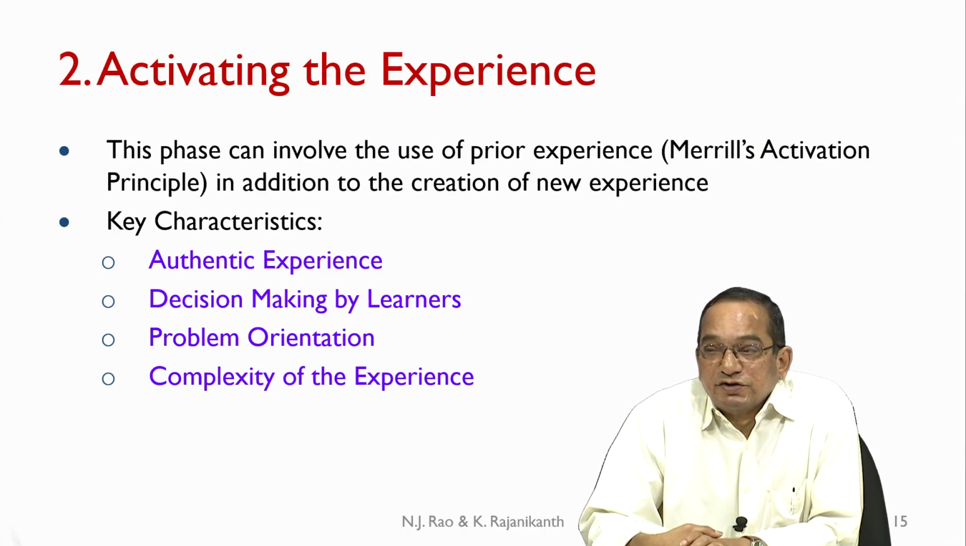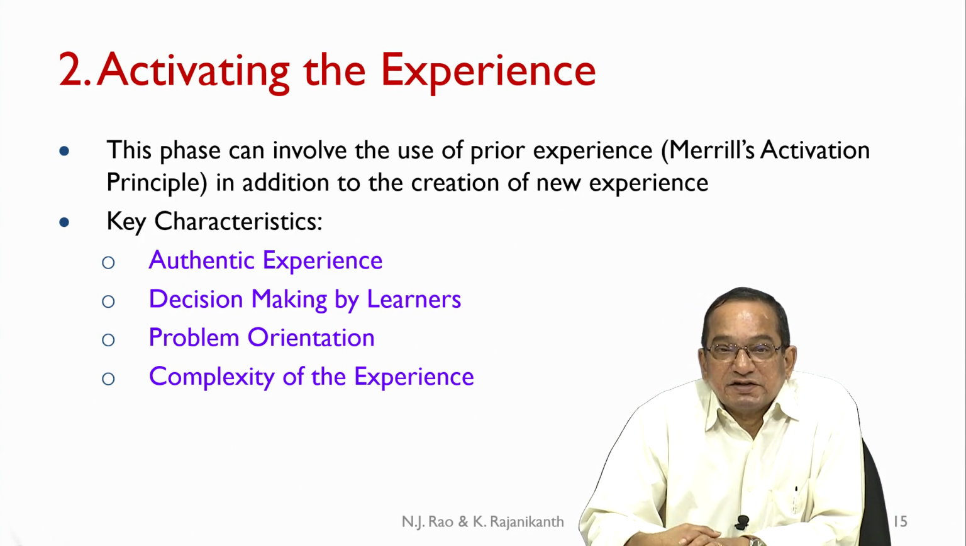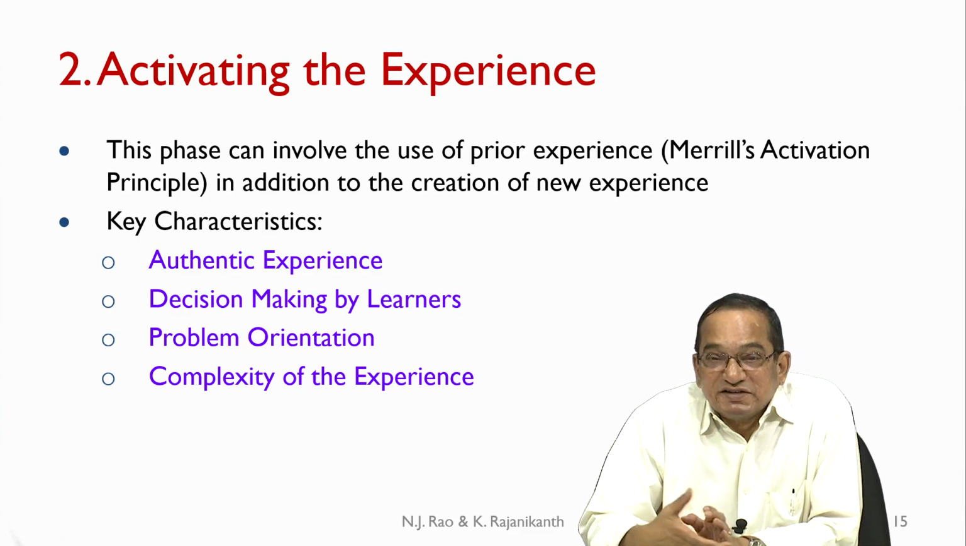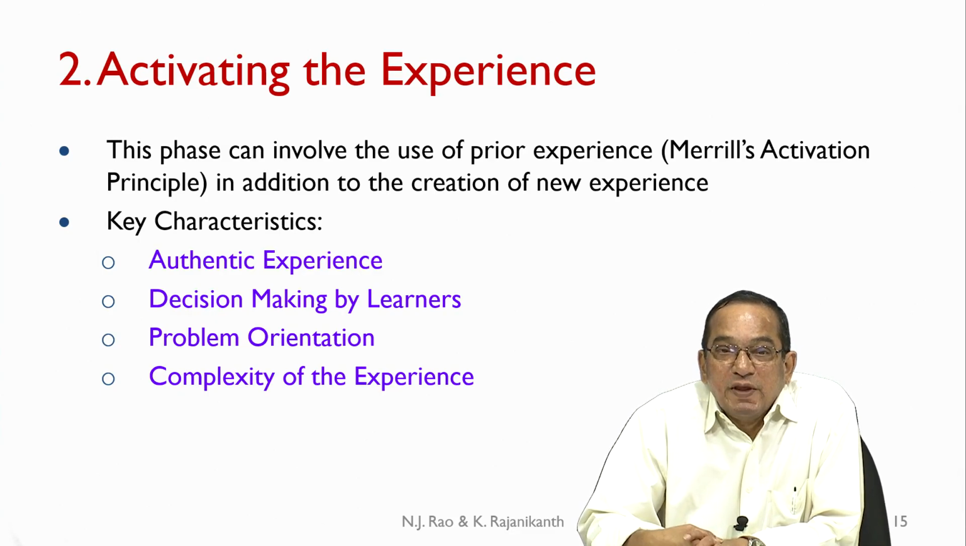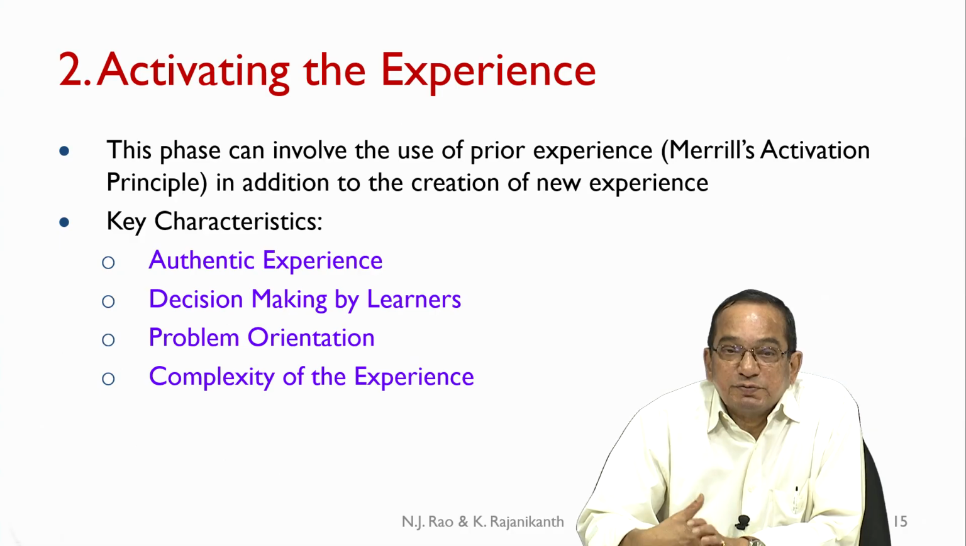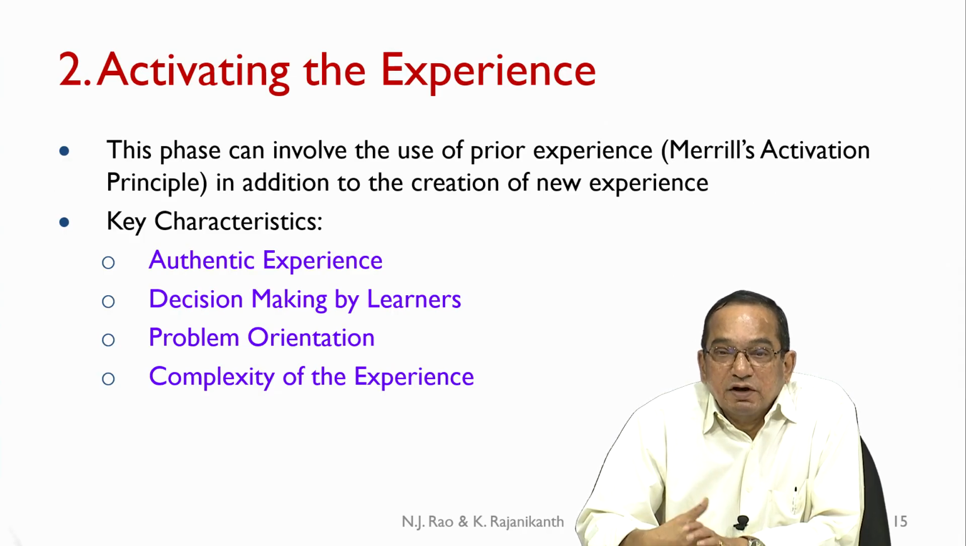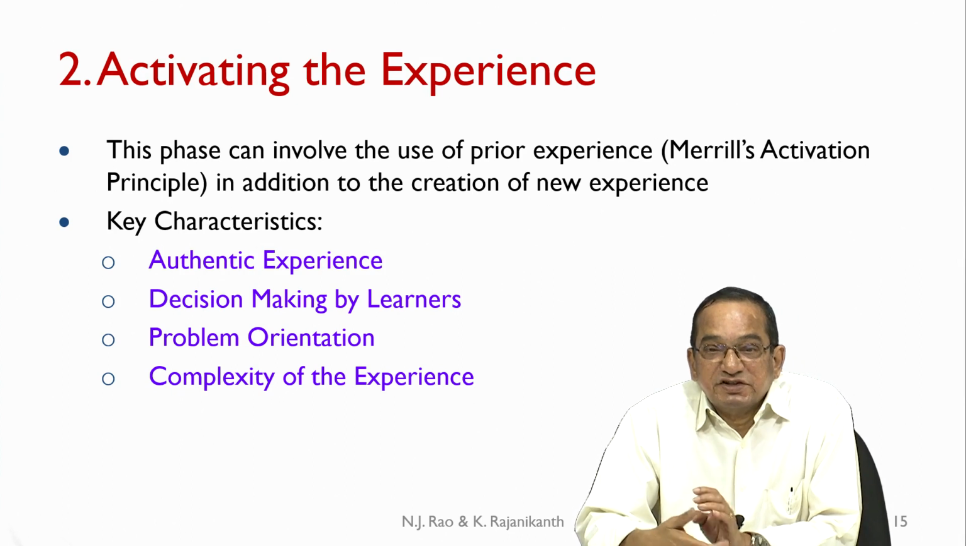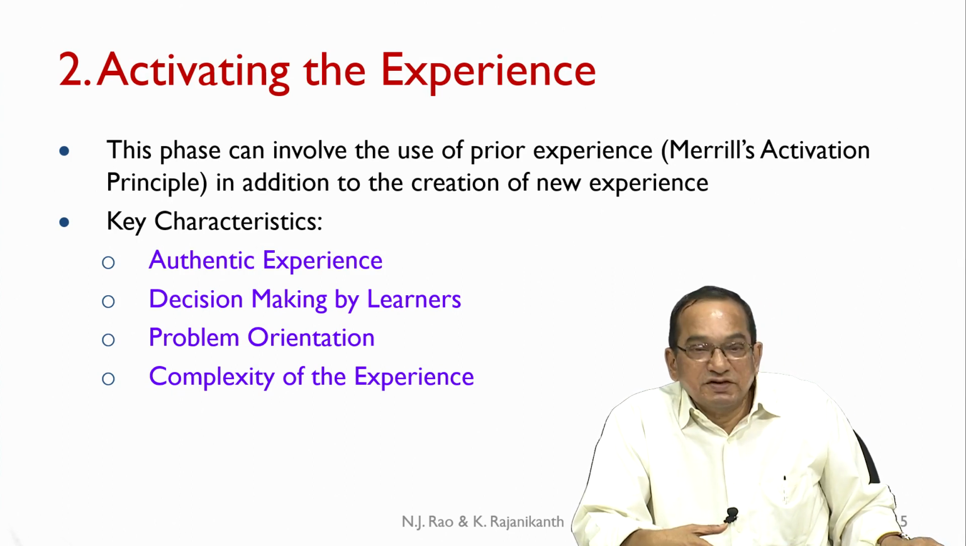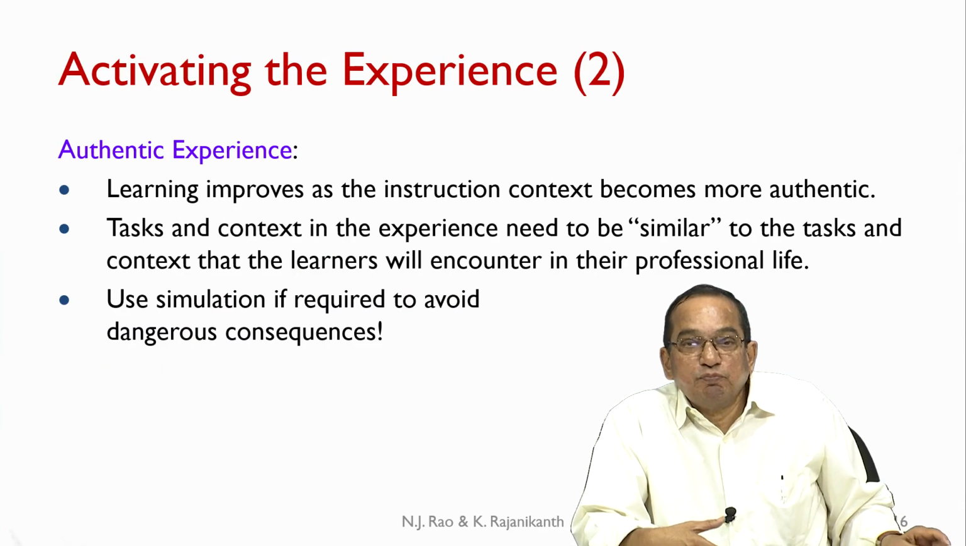The second universal principle is activating the experience. This phase can involve the use of prior experience. This more or less corresponds to Merrill's activation principle, in addition to the creation of new experience. The key characteristics are that it must be authentic experience, there must be scope for decision making by the learners, and the experience must have problem orientation, and the level of complexity or the difficulty of the experience must be judged carefully. So, the complexity of the experience is another important sub principle.